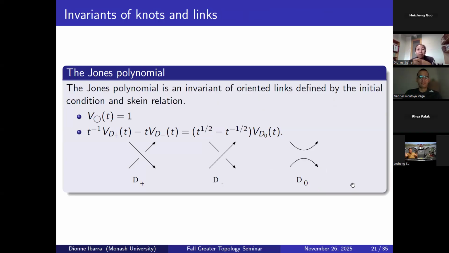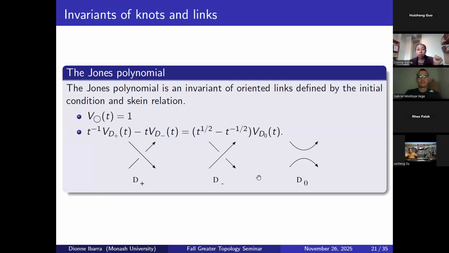And one invariant that we care about is the Jones polynomial. So this was discovered by Vaughan Jones. And I'm just going to define this using a scaling relation. So you have two conditions. First is that the unknot alone is just one. And also you are saying that this is an invariant of oriented links. And then you have a scaling relation, where D plus is the positive crossing, D minus is the negative crossing, and D0 is the smoothing.